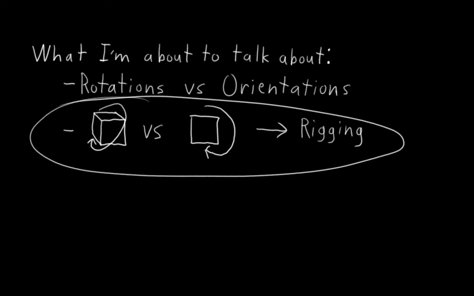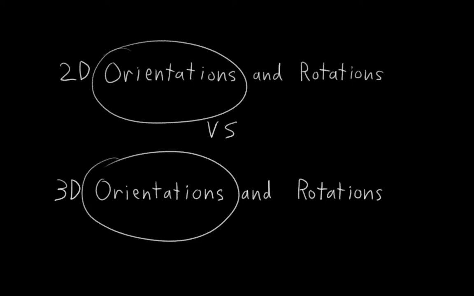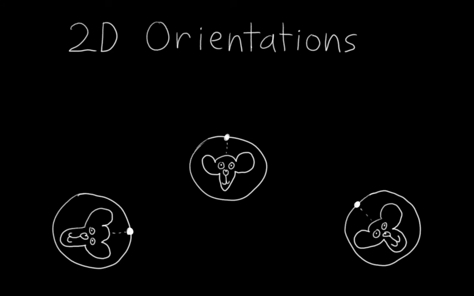The next topic is 2D orientations and rotations versus 3D orientations and rotations. Let's start with just orientations, since they're simpler and they'll help to lay the groundwork for understanding rotations. So, 2D orientations. They're pretty simple. We can represent the 2D orientation of an object simply with a point on a circle. Wherever that point is, it represents a different orientation in 2D space.